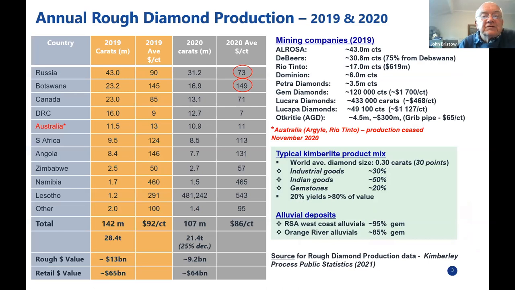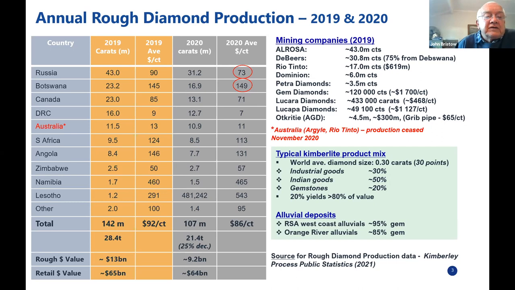Looking at world production, these two sets of vertical columns show you diamond production in 2019 and diamond production in 2020. And you'll see there the world's biggest producer is Russia, in particular a company called Alrosa. If you look across on the top right-hand side, you'll see the major companies that mine and produce rough diamonds. And bear in mind, I'm talking about rough diamonds, not polished goods. So the biggest producer, Russia, 43 million carats in 2019. Notice the big drop off during the COVID pandemic in 2020, down to 31 million carats.